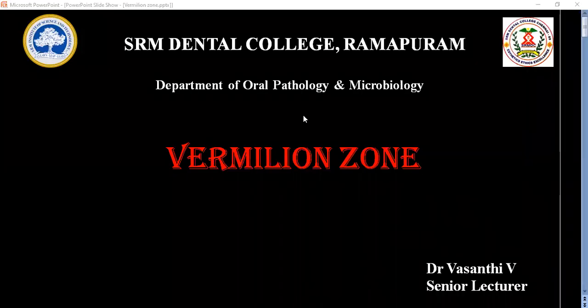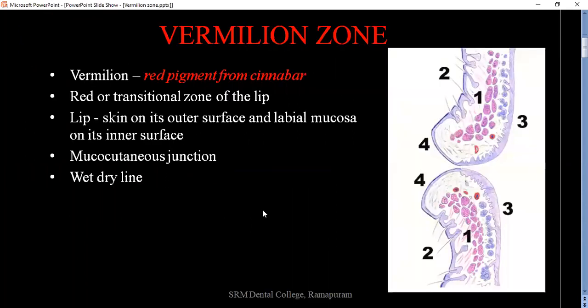Today we'll be discussing the Vermilion zone. So, why is this particular zone called Vermilion? What does the term Vermilion mean? It means the red pigment that is derived from cinnabar. The other names of this Vermilion border are red zone or transitional zone of the lip.